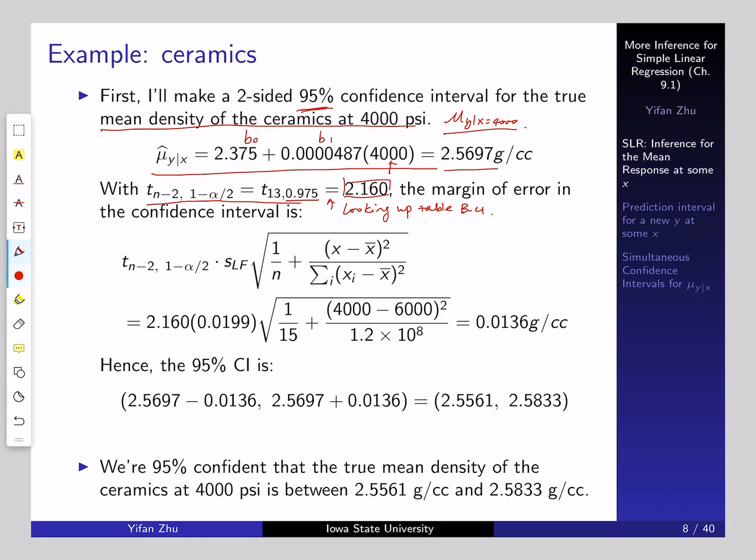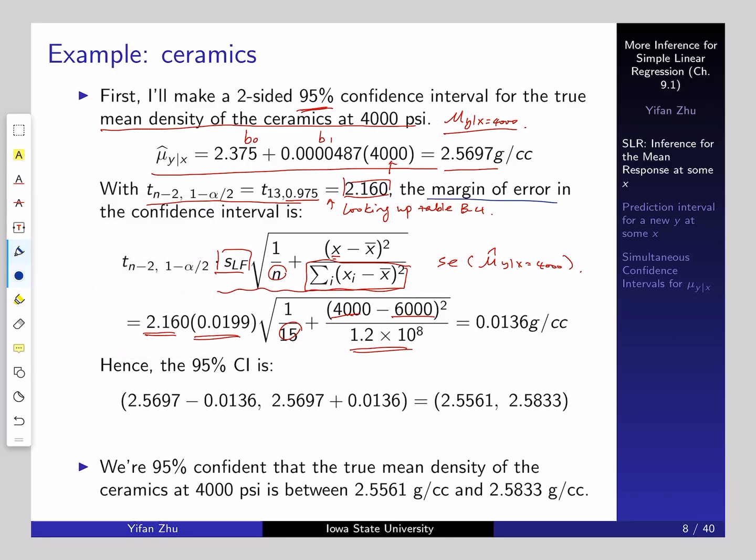And then you need the standard error of mu of y given x hat. So you plug in the n of 15 here, and x is 4,000, x bar is 6,000, and this sum of squares is 1.2 times 10 to the 8. S_LF is the estimate of sigma. S_LF in this model with the data is 0.0199, and this is what we just obtained. It is 2.160.